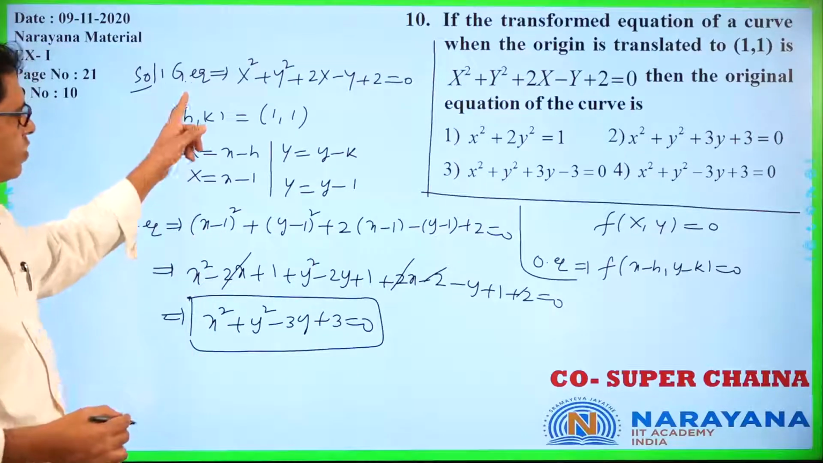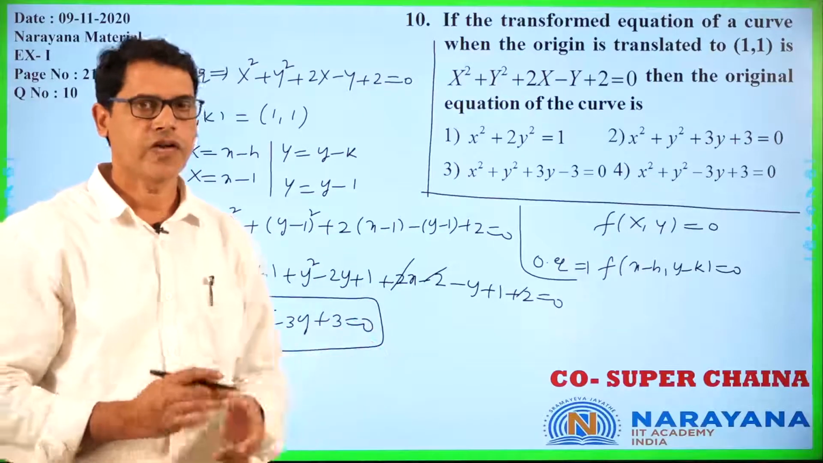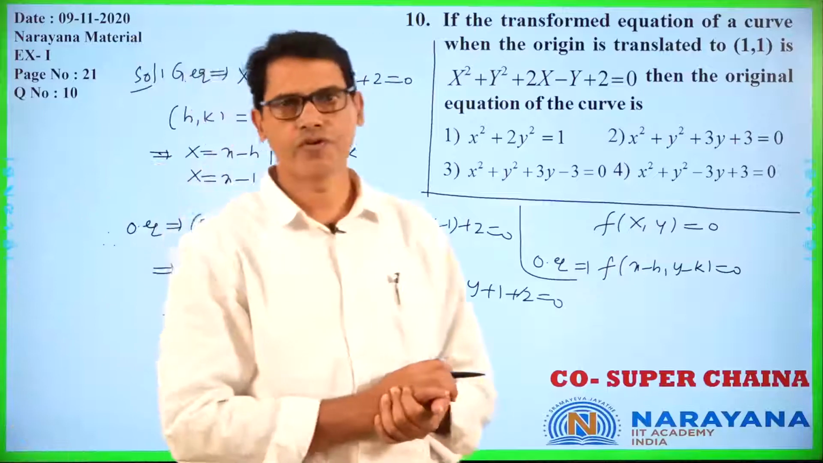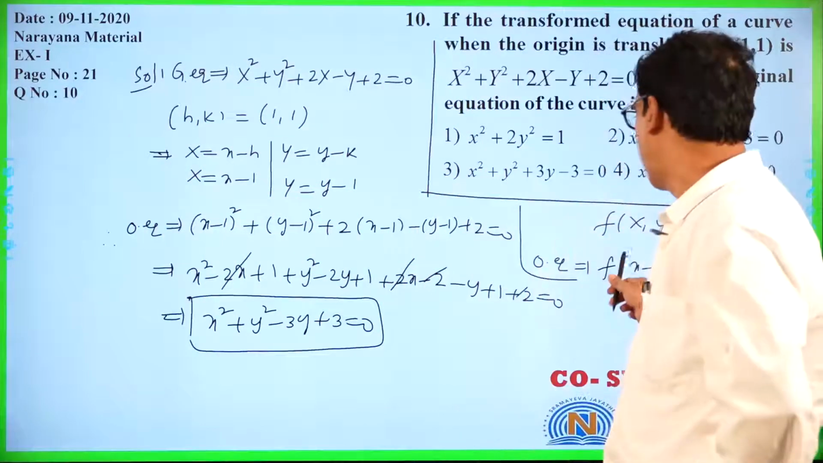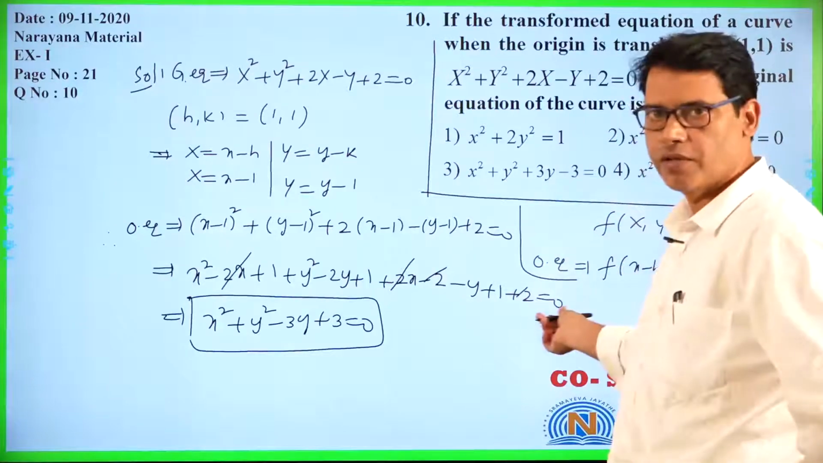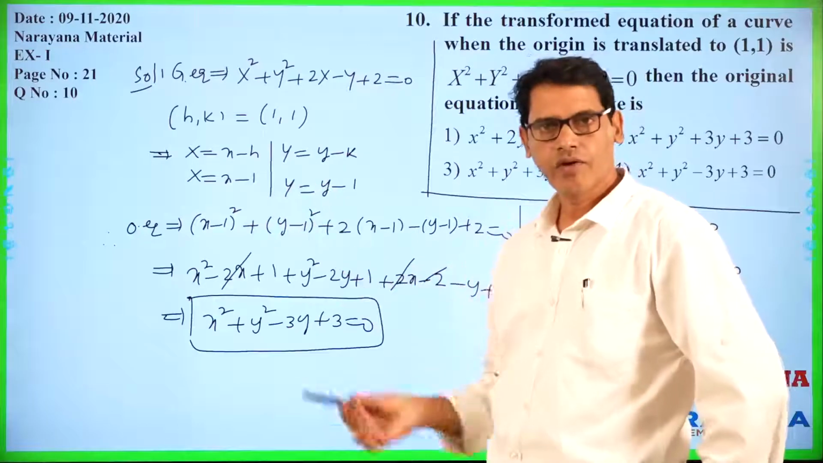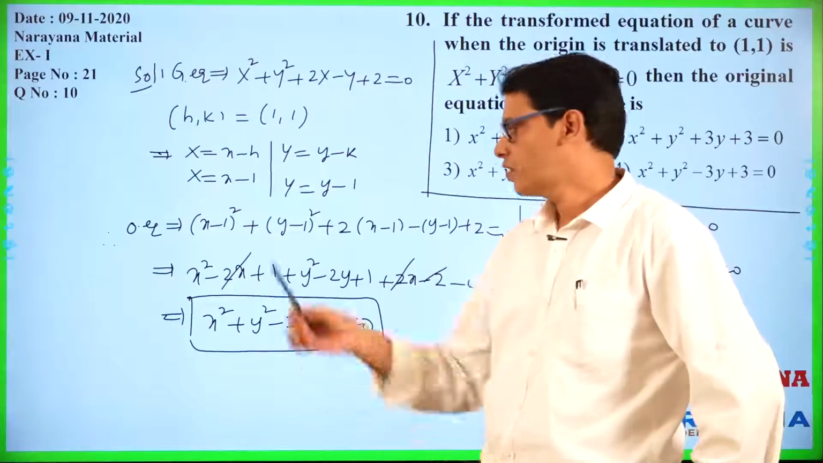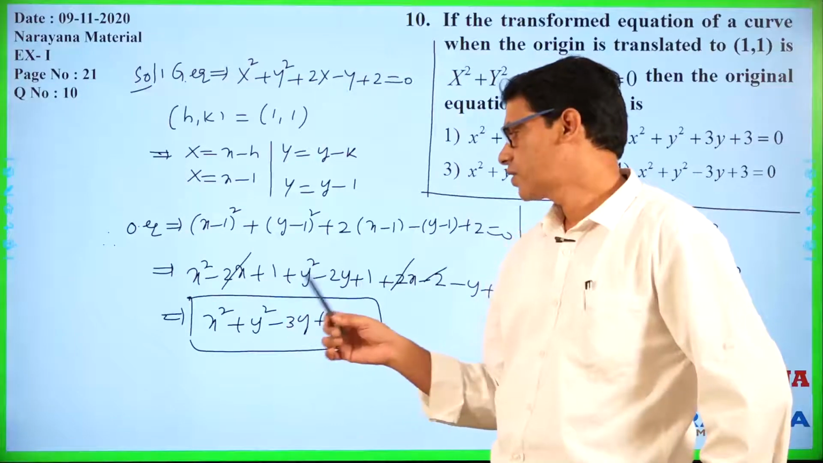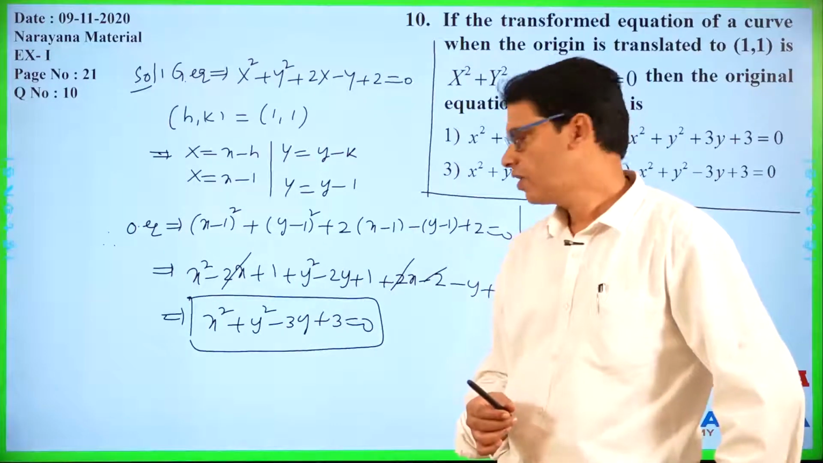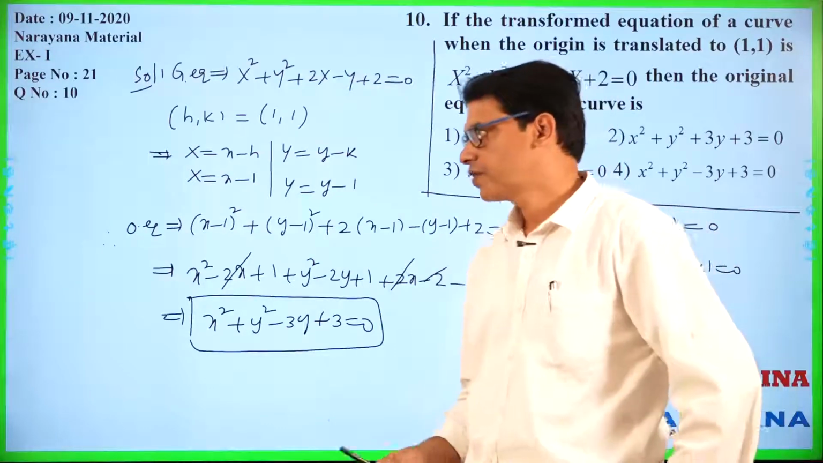If the transformed equation is given, here we find the original equation. So to find the original equation, what we need to do is replace capital X comma capital Y with x minus h and y minus k. So capital X is equal to x minus h and capital Y is equal to y minus k. Then common simplification, and here we got the original equation as x square plus y square minus 3y plus 3 equals 0. Okay? Then the next one.